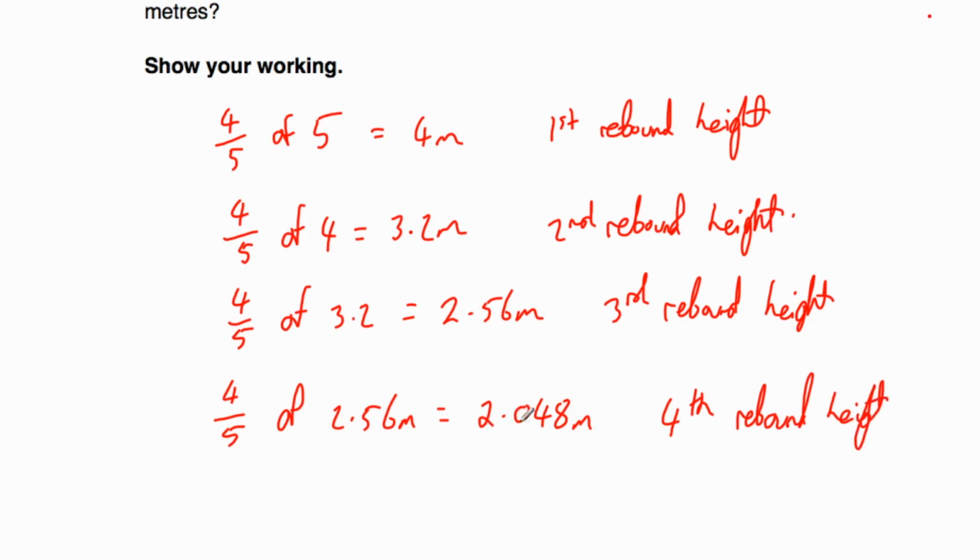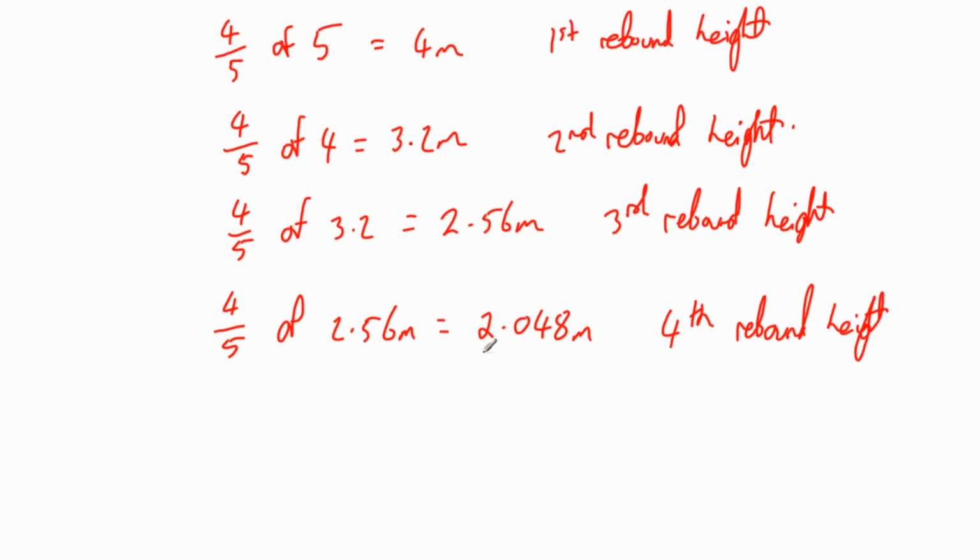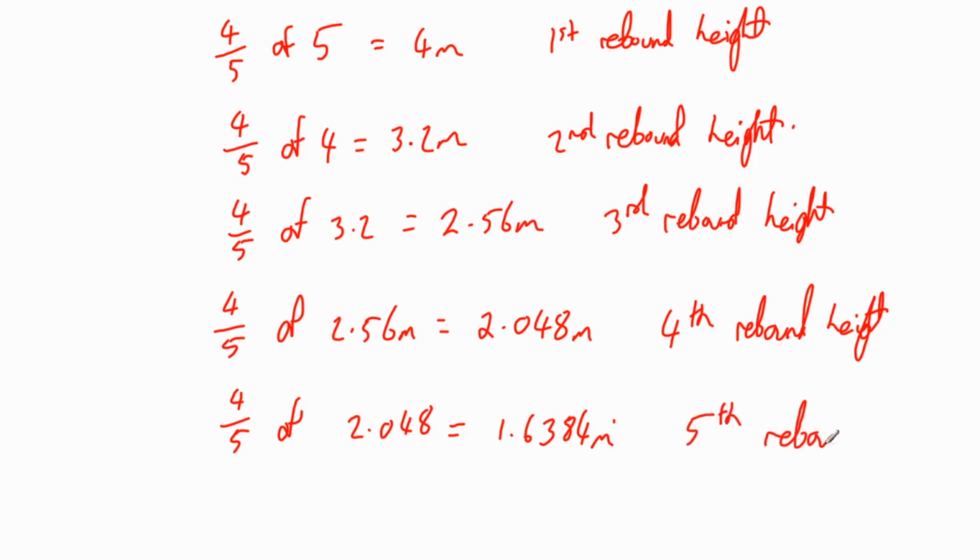So the fourth rebound height is still above 2 meters, so the fourth rebound height is equal to 2.048 meters. Now let's work out 4/5 of that to see how high it rises after the fifth bounce. So 4/5 of 2.048 meters and see what we get. So dividing by 5 gives us 0.4096, multiplied by 4 is equal to 1.6384 meters. So that's below 2 meters. So the fifth rebound height is below 2 meters.